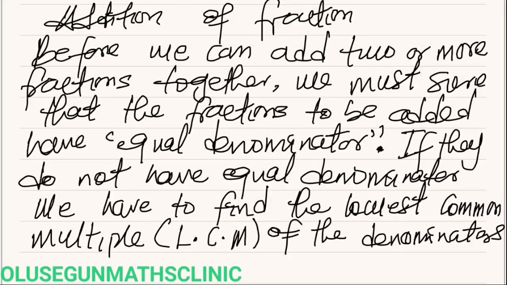Addition of fractions. Before we can add two or more fractions together, we must make sure that the fractions to be added have equal denominators. If they do not have equal denominators, we have to find the lowest common multiple, which we call LCM, of the denominators. So let's have the first example.